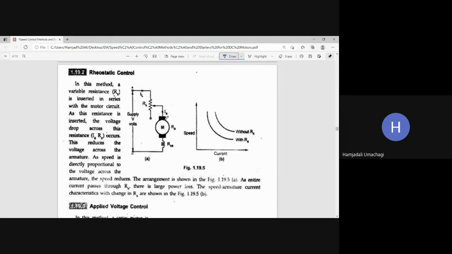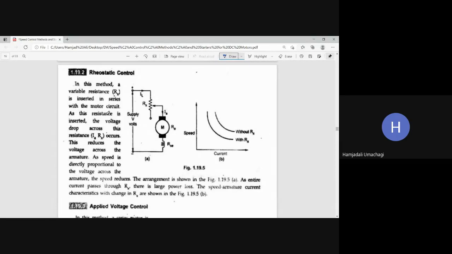Let us see here. This is the armature of the DC series motor. In order to control the speed, we are going to make use of one rheostat, which is going to control the current through the armature here. In this method, a variable resistance Rx is inserted in series with the motor circuit. So here this Rx is connected in series with the motor circuit.